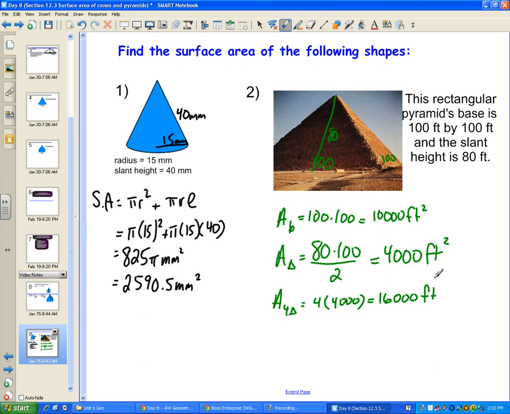Alright, so that would be the area of all four triangles, and then if I was going to wrap this up and give it as a present, then I would add the 10,000 to it to get the total surface area, or if this was a pyramid that I could pick up, then the total surface area of this thing is 26,000 square feet. So this is just using the formulas.